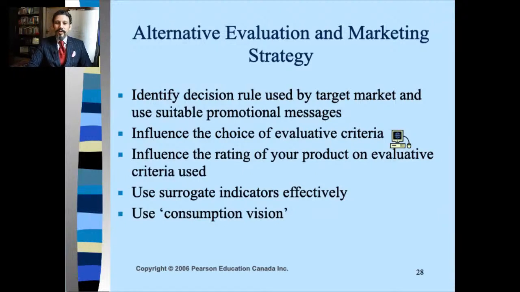We use surrogate indicators effectively, and we use the consumption vision of a customer, right? All of these factors we use, and more. These are just some of them, to bring into our marketing strategy. So once we know how our customers think, how our customers behave, how our customers act, how they are making the decision making criteria, then we can make a better marketing strategy to effectively target our customers and to have an impact on their decision making criteria.